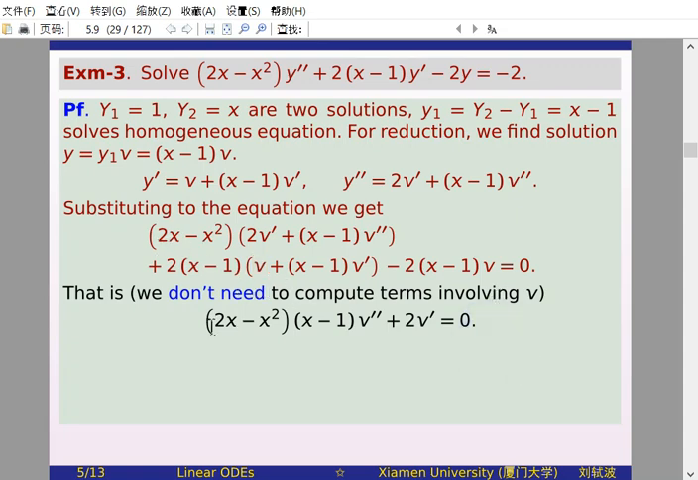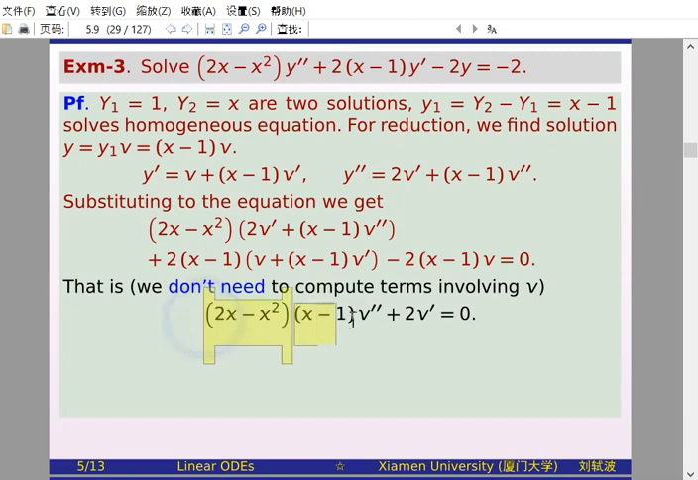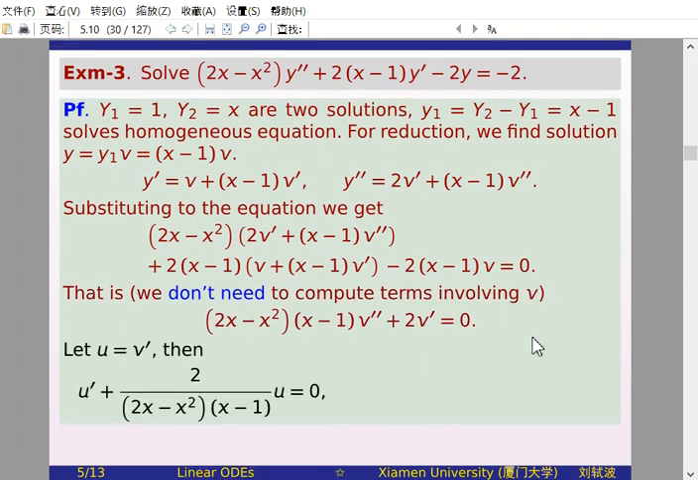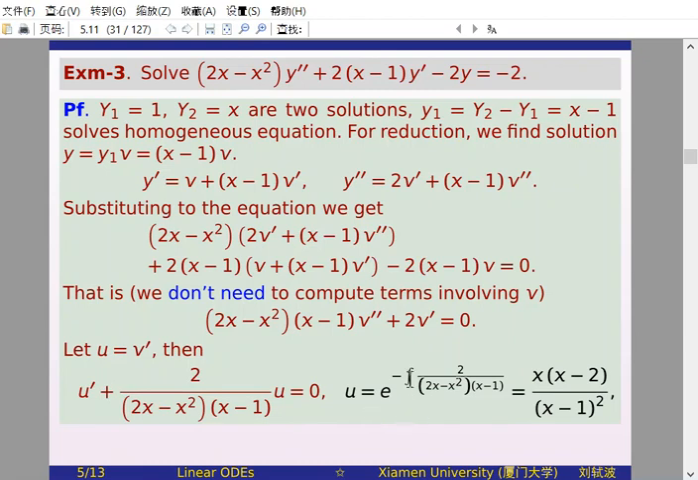Anyway, we get the new equation for the new unknown function v. This is a second order linear equation of v, but the good thing is that this equation does not contain v. Therefore, we can introduce another new variable u, which is v prime. Then this u will satisfy this first order homogeneous equation, and this equation can be easily solved. You will find that the solution u is the exponential of this function, and by direct computation you will see that u is x minus 2 over x minus 1 squared.